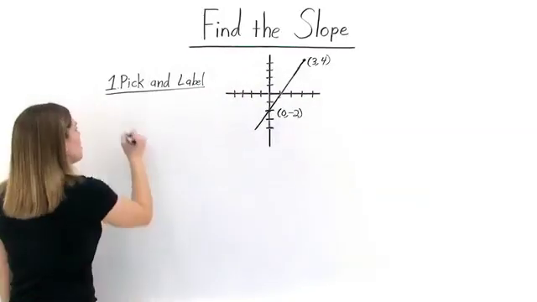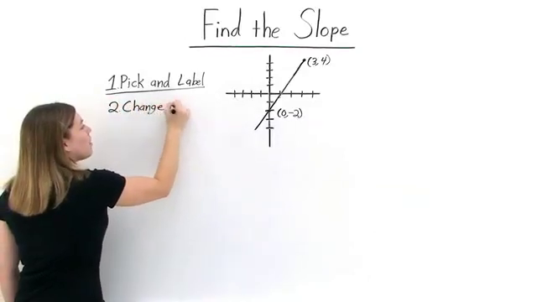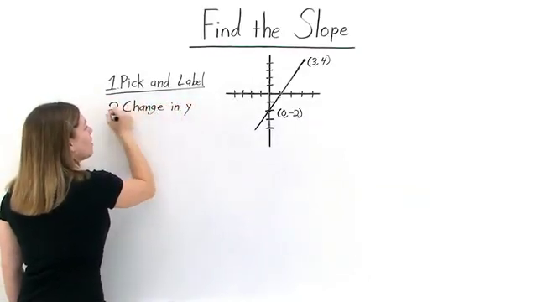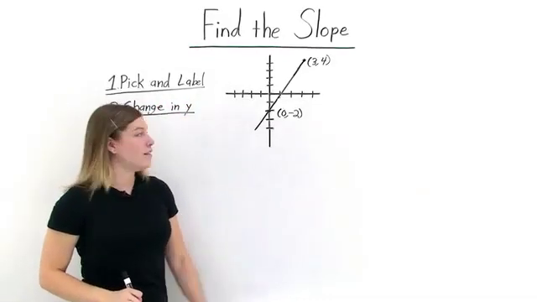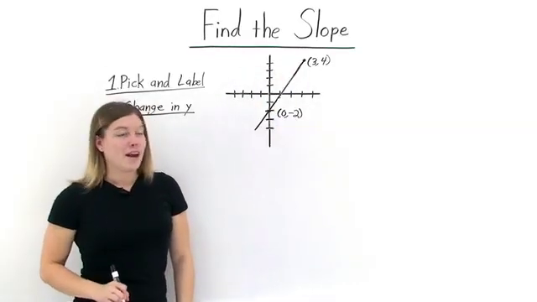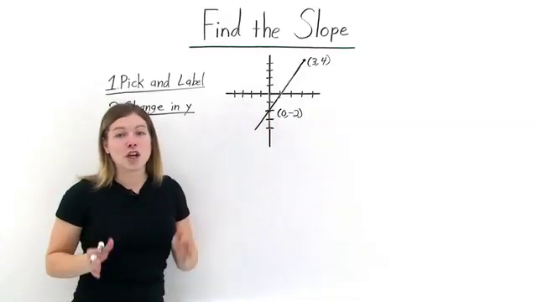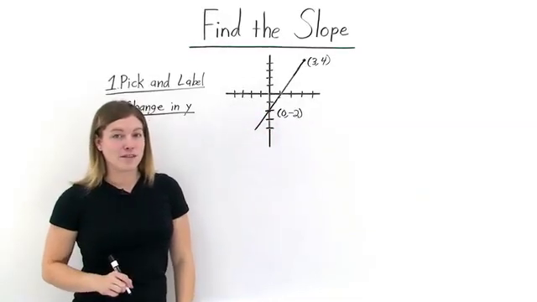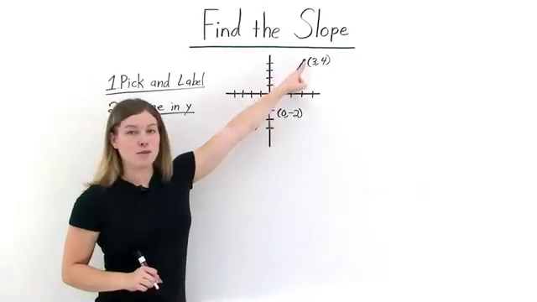In step number 2, let's look at our y coordinates. We want to find the change in y. So we want to know how many y units it takes to get from one of our labeled points to the other labeled point. Now let's start at this point, (0, -2). We just want to focus on the y coordinates. So how many y's does it take to get from this point to this point?